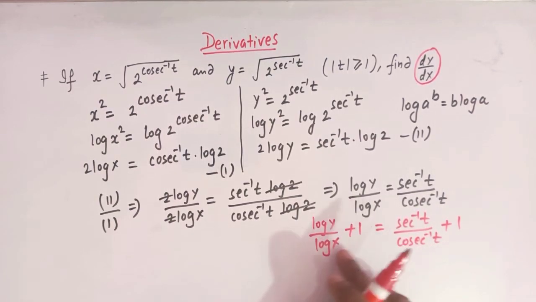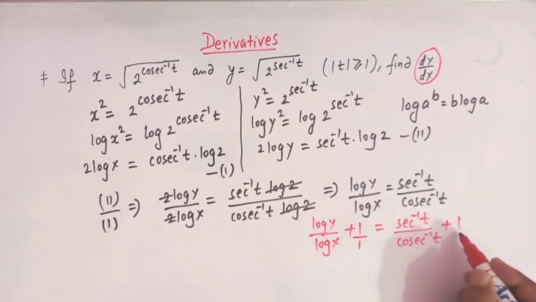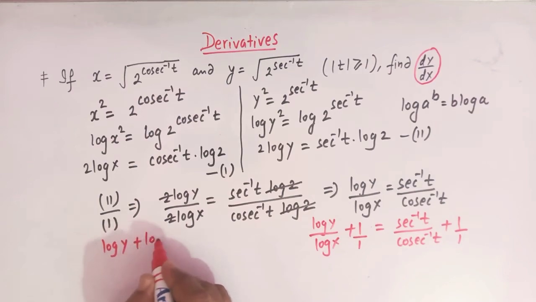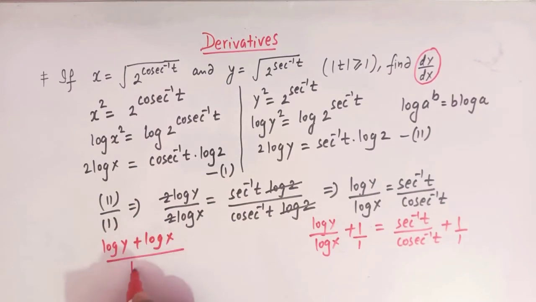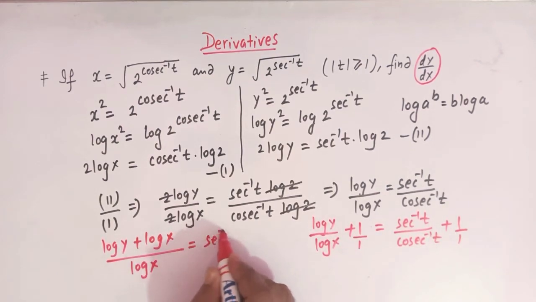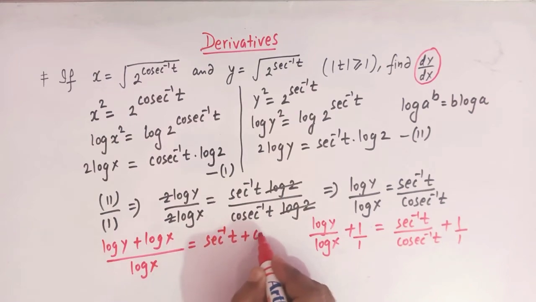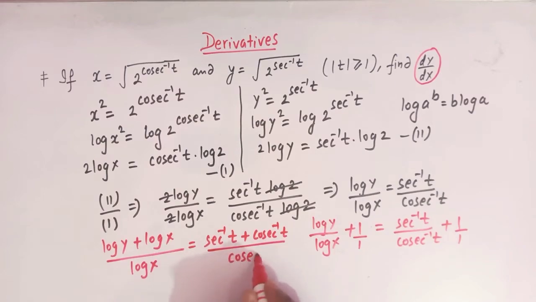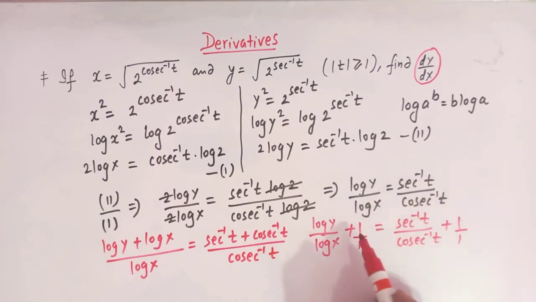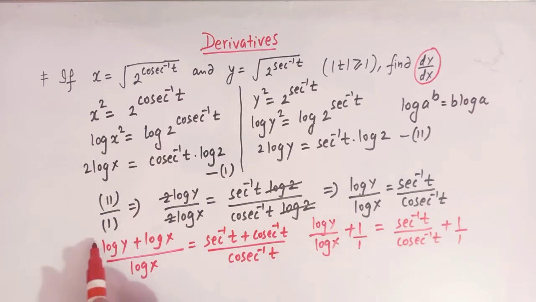Now if we take the LCM on both sides, we'll have log y plus log x over log x, and here we have sec inverse t plus cosec inverse t divided by cosec inverse t, right? So what we have done here is added 1 to both sides and simplified this expression, and we have got this one.